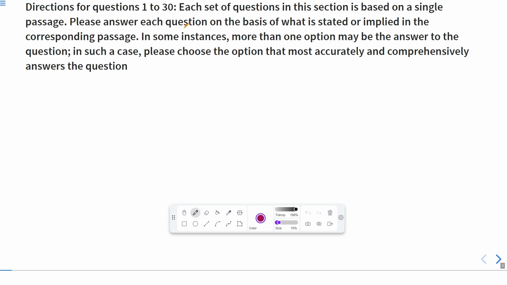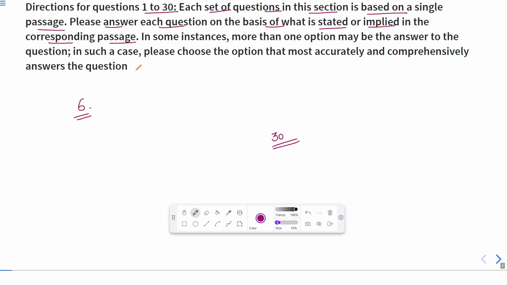So let us first read the directions for the first question. Actually, these are the directions for all the 30 questions. In this session, we are going to discuss 30 questions of the previous year exam of CLAT. Each set of questions in this section is based on a single passage. It means again in this session we will have some passages. Maybe there are 6 passages. Please answer each question on the basis of what is stated or implied in the corresponding passage.